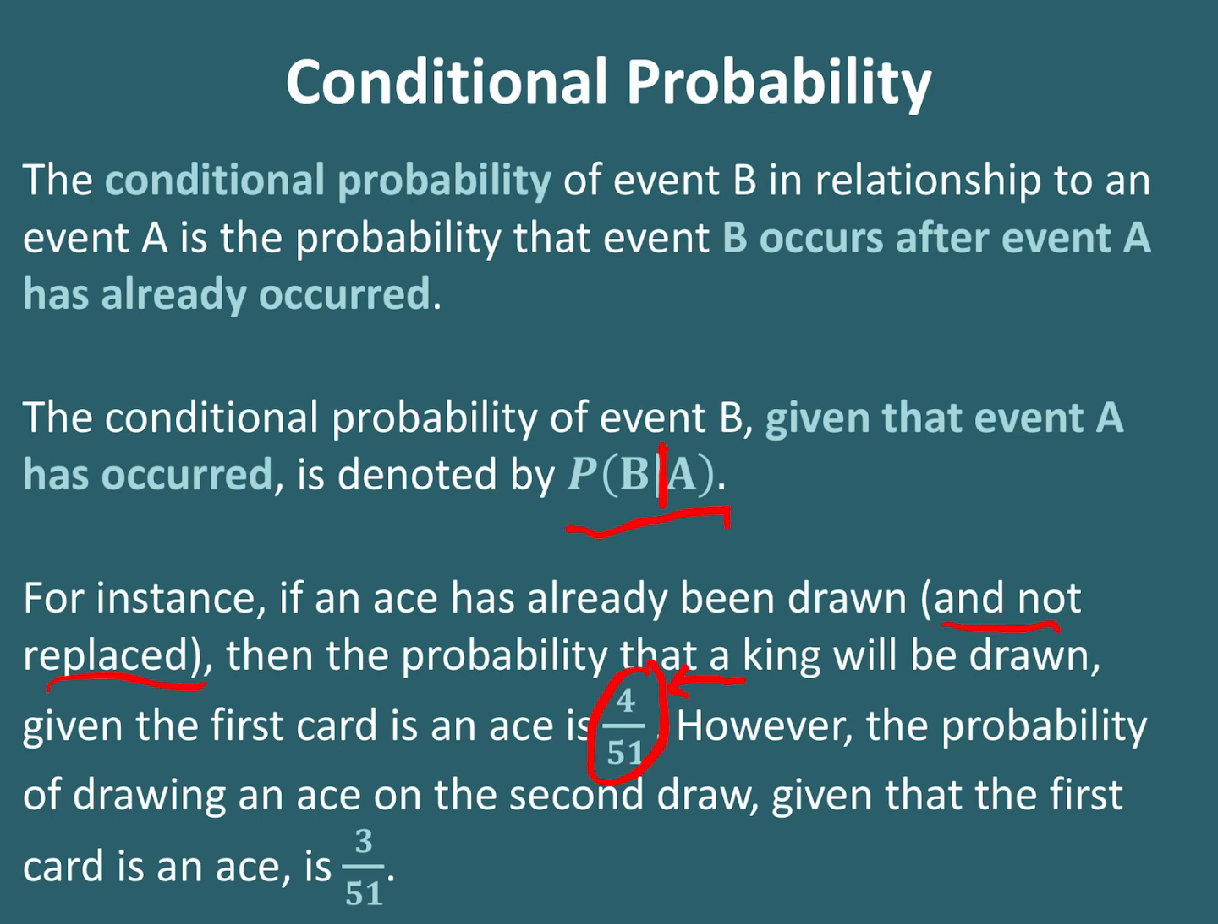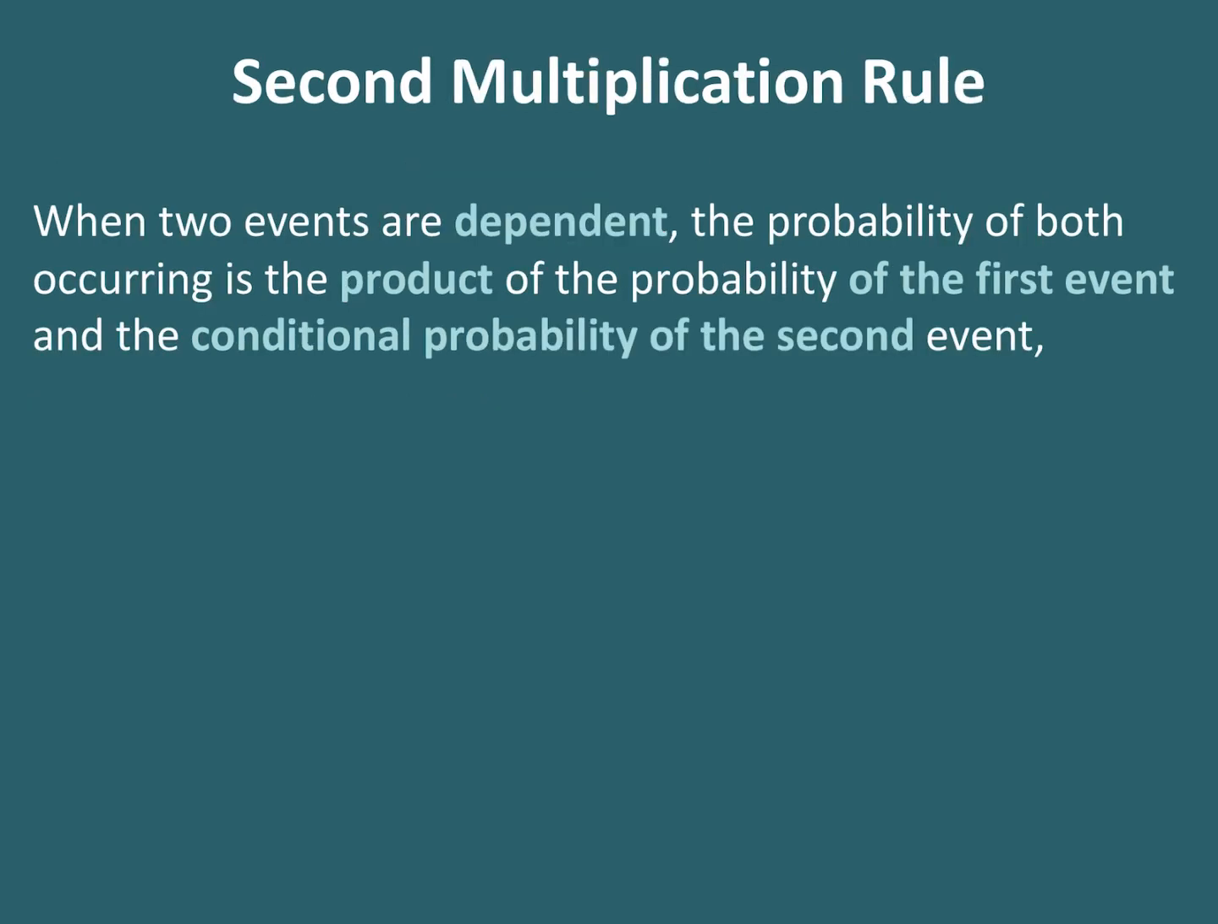However, the probability of drawing another ace on the second draw, given that the first card was already an ace, will be 3 out of 51. This is known as conditional probability. The first event will affect the second. This leads us to the second multiplication rule. When two events are dependent, the probability of both occurring is the product of the probability of the first event and the conditional probability of the second event.